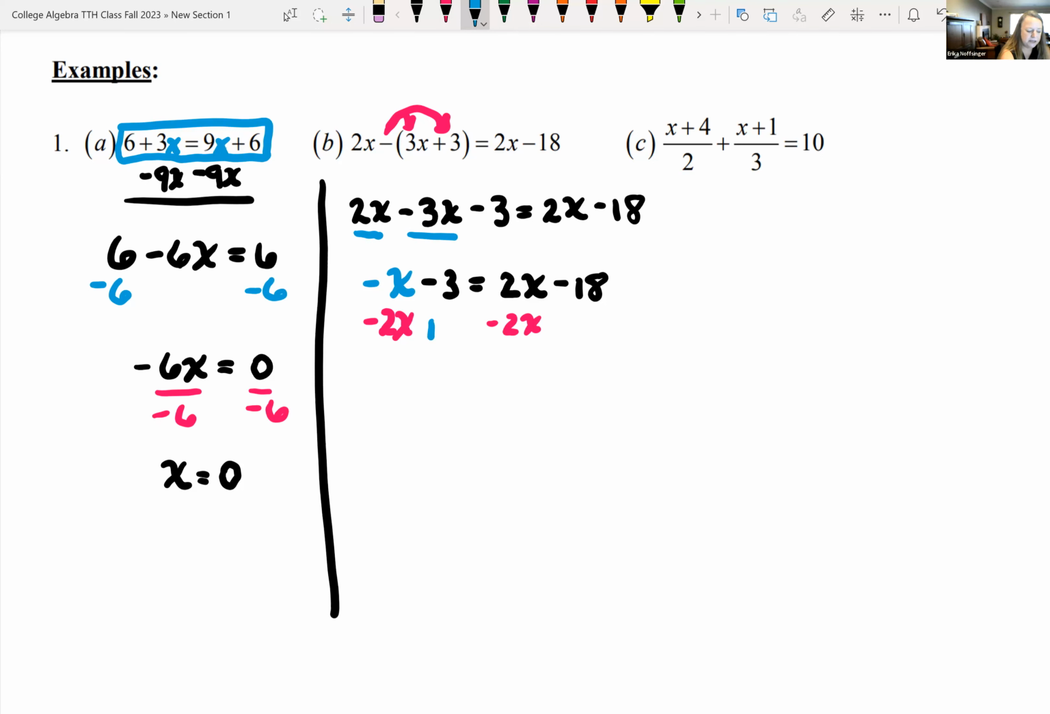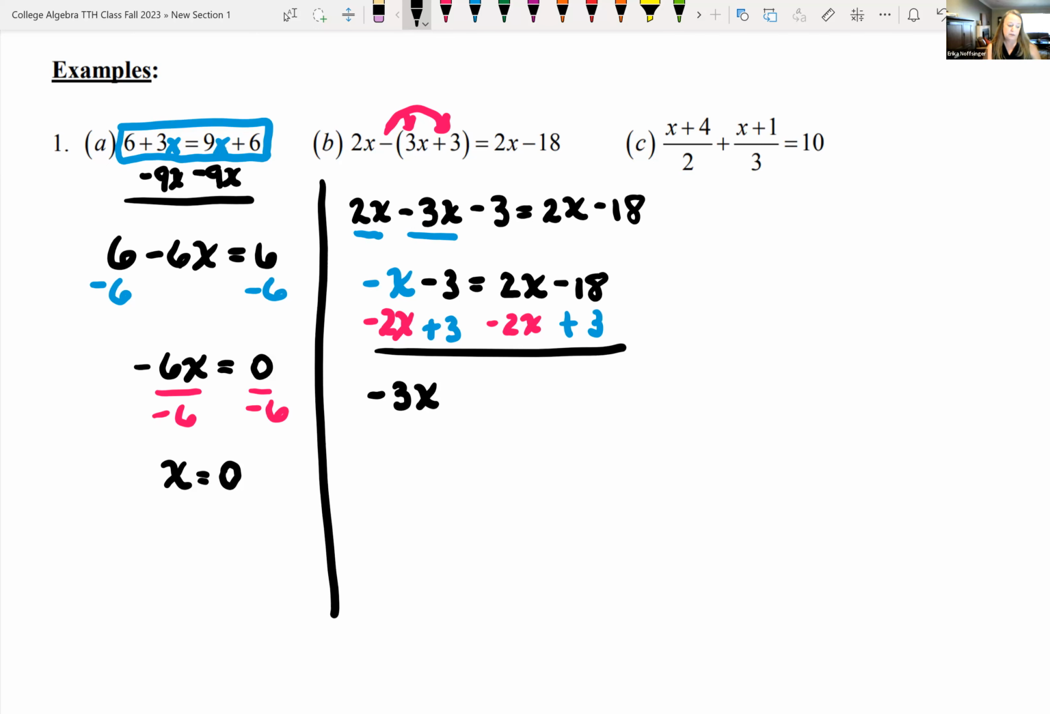So subtracting 2x on both sides, and let's add 3 to both sides. We can do this simultaneously if you'd like. So negative x minus 2x, they have the same sign in front of the coefficients that we're adding. So we add them together and then attach the sign that they share in common. So negative 1x minus 2x is negative 3x.